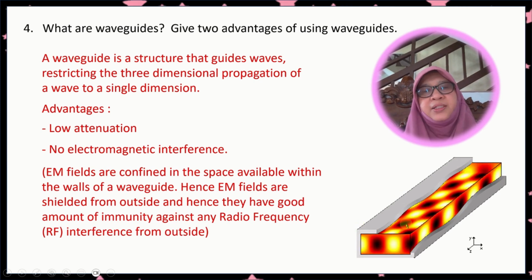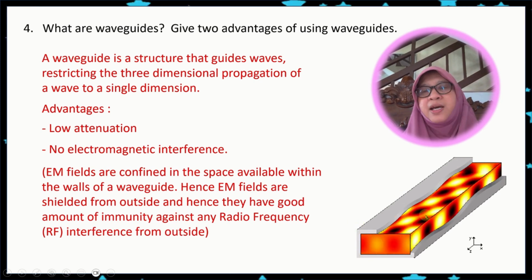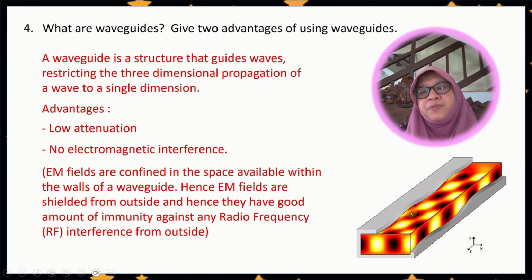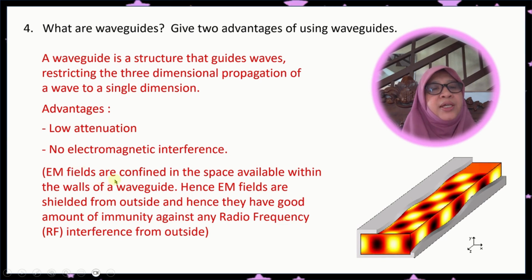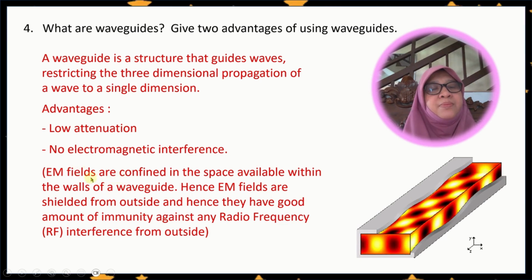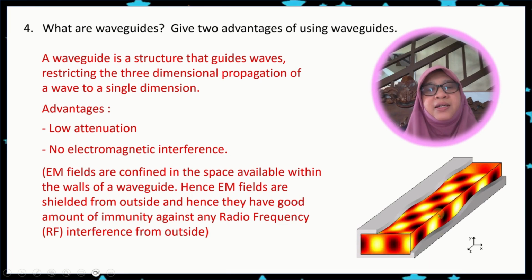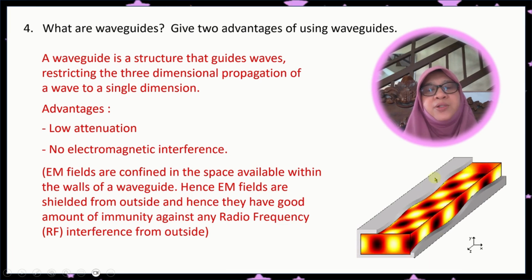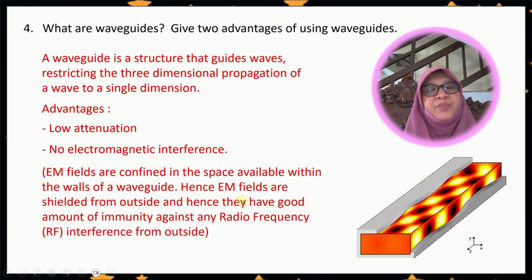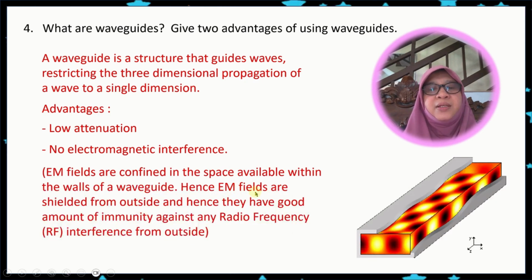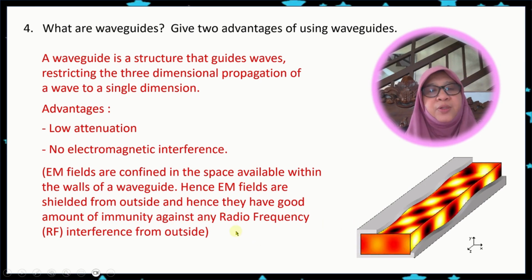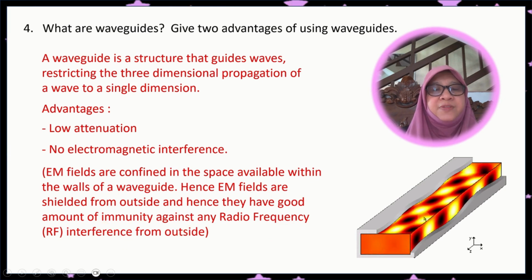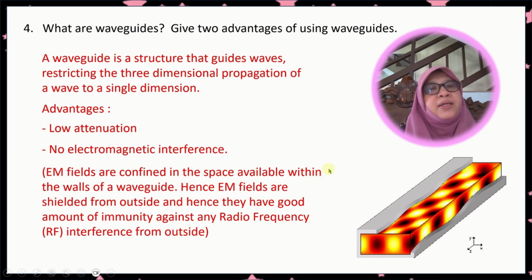Example here, the square waveguide. We have many types of waveguide, can be circular or square, depending on the use. So EM fields, electromagnetic fields, are confined in the space within the walls of the waveguide. Hence, electromagnetic wave fields are shielded from outside, and hence they have a good amount of immunity against any radio frequency (RF) interference from outside.